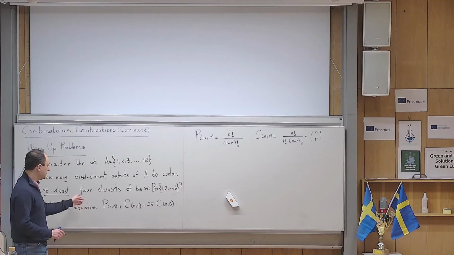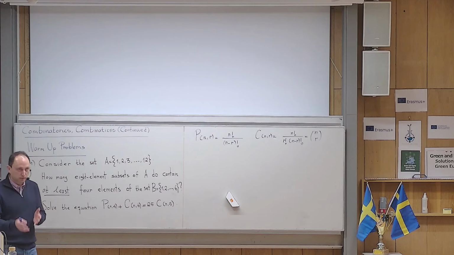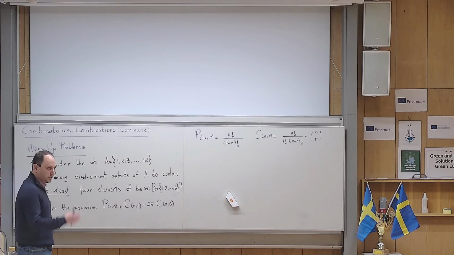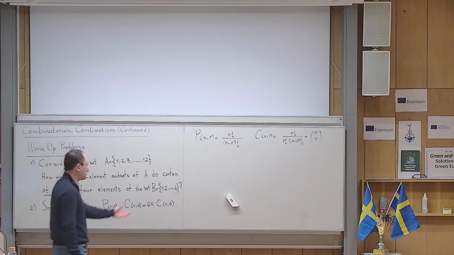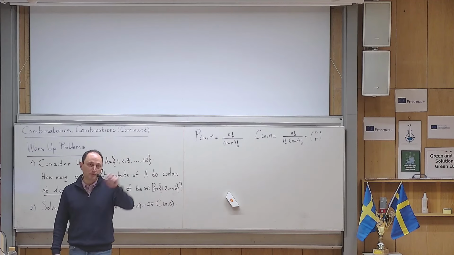It means that either exactly 4 of them are from 1 to 6, or exactly 5 of them are from 1 to 6, or exactly 6 of them are from 1 to 6. There are no other options because there are no more than 6 elements here. Of course, then you have to see what happens to the rest.